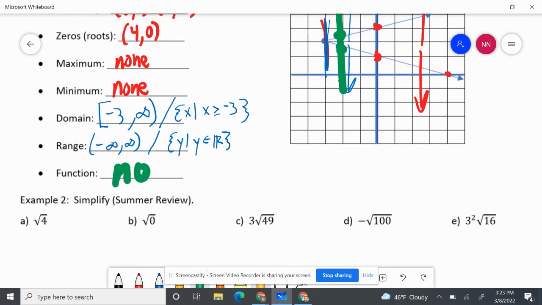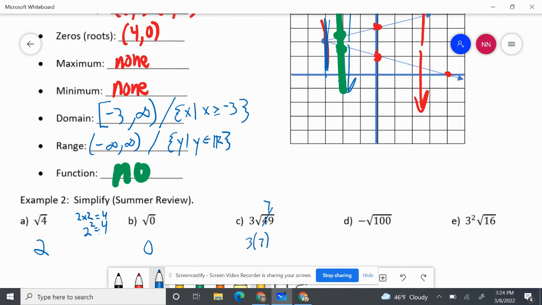Now what we're going to do is look at some more summer packet stuff. This is finding square roots. The square root of 4 is 2, and the reason why is because 2 times 2 gives us 4. So it's the opposite of squaring something. 2 squared is 4, so the square root of 4 is 2. The square root of 0 is 0. The square root of 49 is 7.